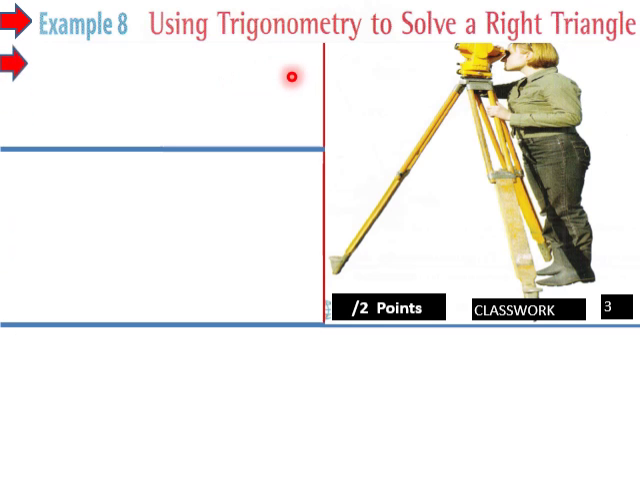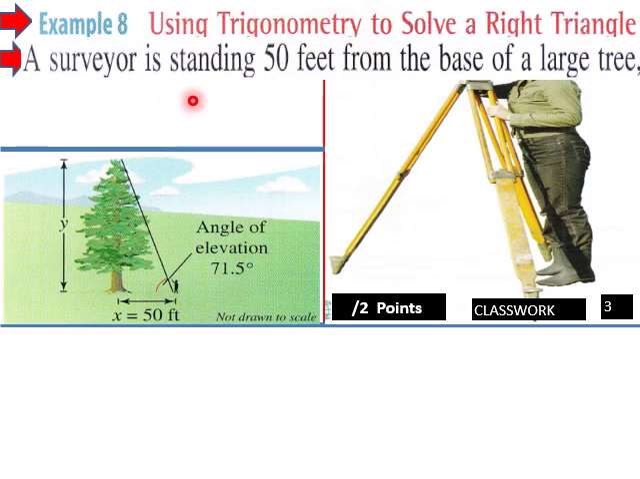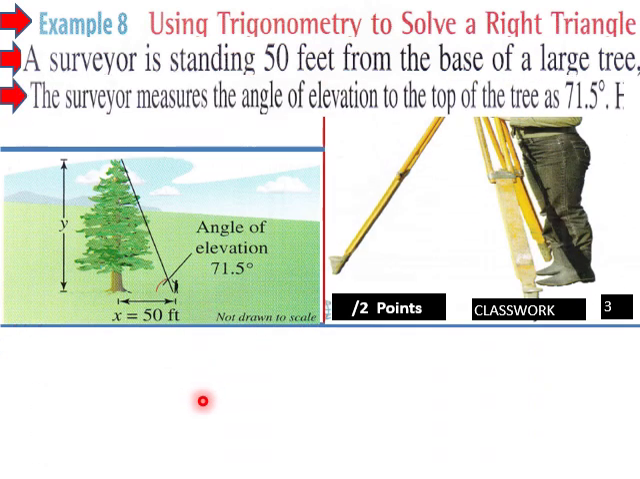Using trigonometry to solve a right triangle, a surveyor is standing 50 feet from the base of a tree. Here's your surveyor. Here's your 50 feet from the base of a large tree. The surveyor measures the angle of elevation to the top of the tree at 71.5 degrees. So when they shoot a line up from an instrument, it's 71.5 degrees. How tall is the tree?